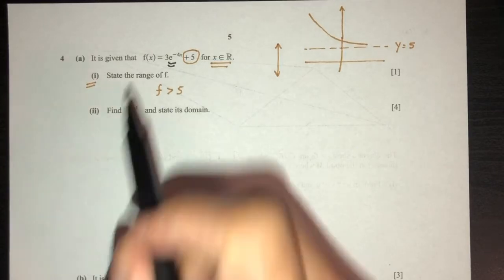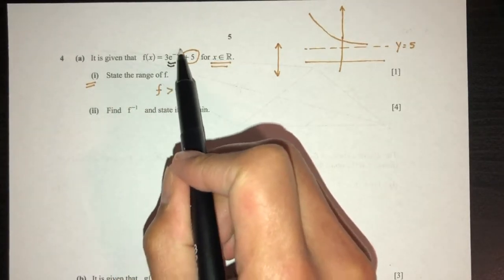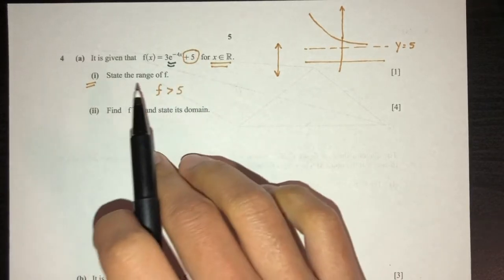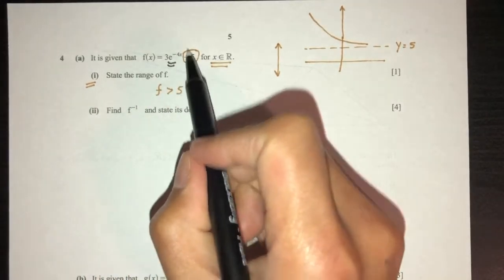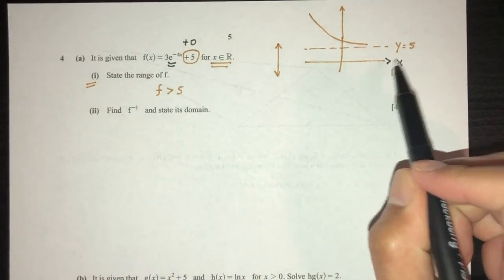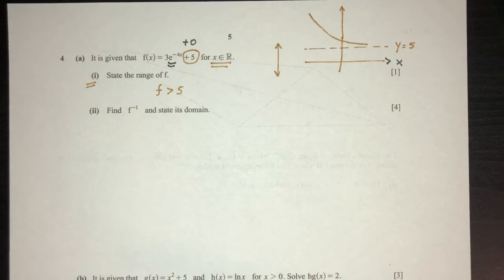So just remember, whenever you have something exponential plus a value here, this value here will be your asymptote, your horizontal asymptote usually. And if there's nothing, it means plus 0, which is your x-axis. Okay, just know this for exponential curves.